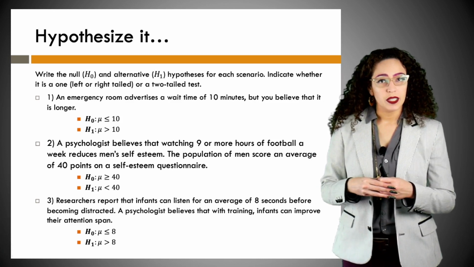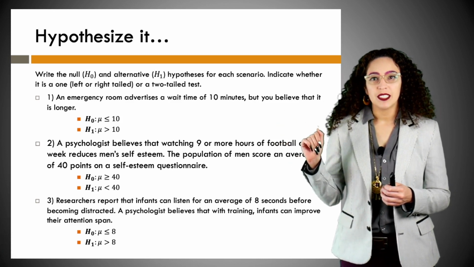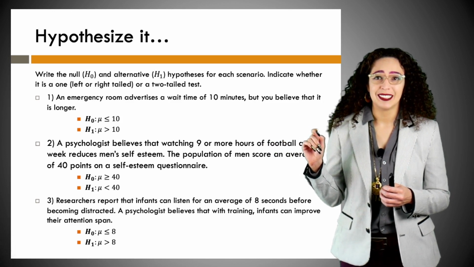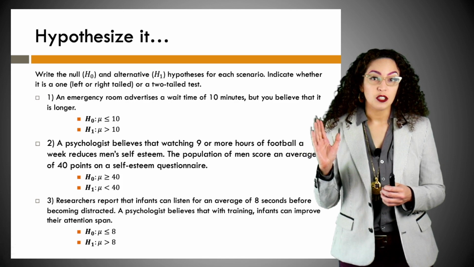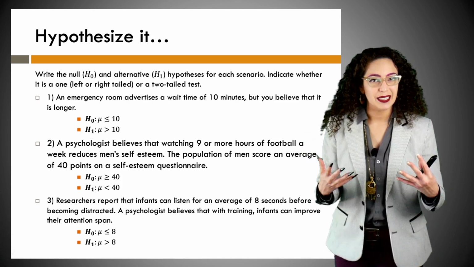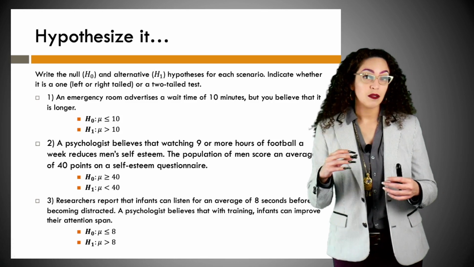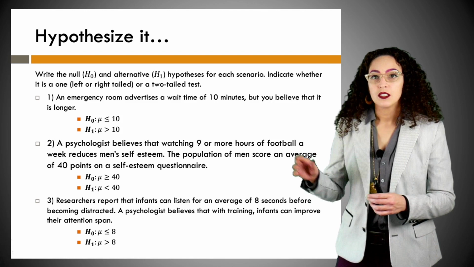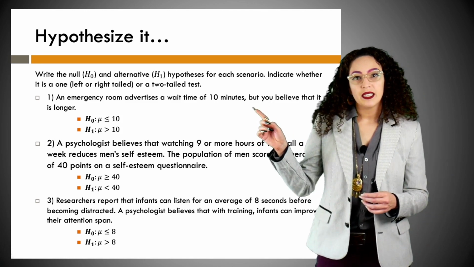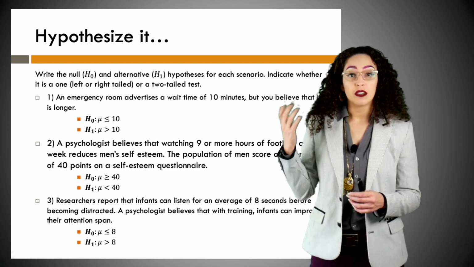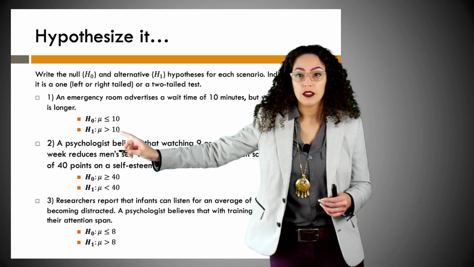Let's go through each one at a time. An emergency room advertises a wait time of 10 minutes, but you believe that it's longer. It most certainly is. So I like to start with the alternative because usually that's the thing that's explicitly stated. Once you know the alternative, you can write the null just in reverse with the equality symbol. So here, we think that the wait time is longer than 10 minutes. Definitely. So our alternative is mu is greater than 10.